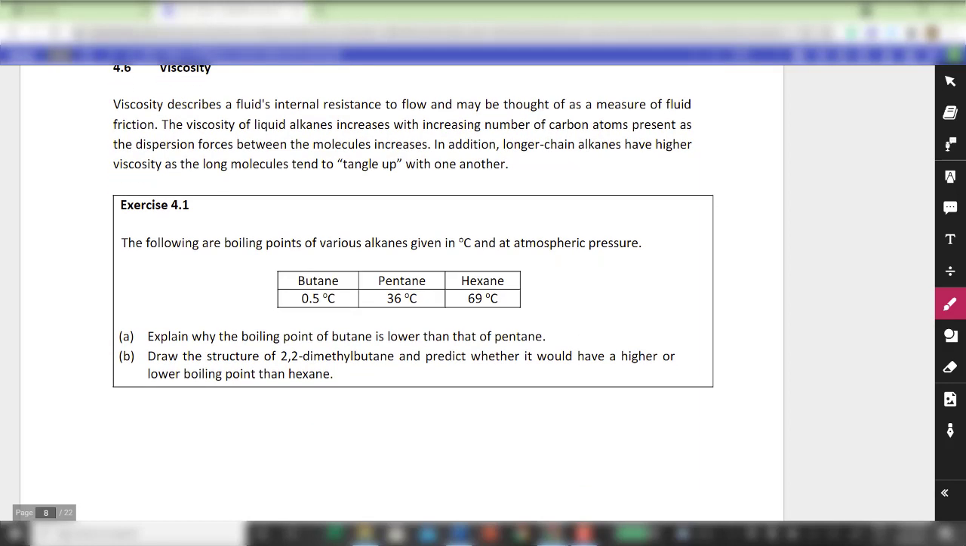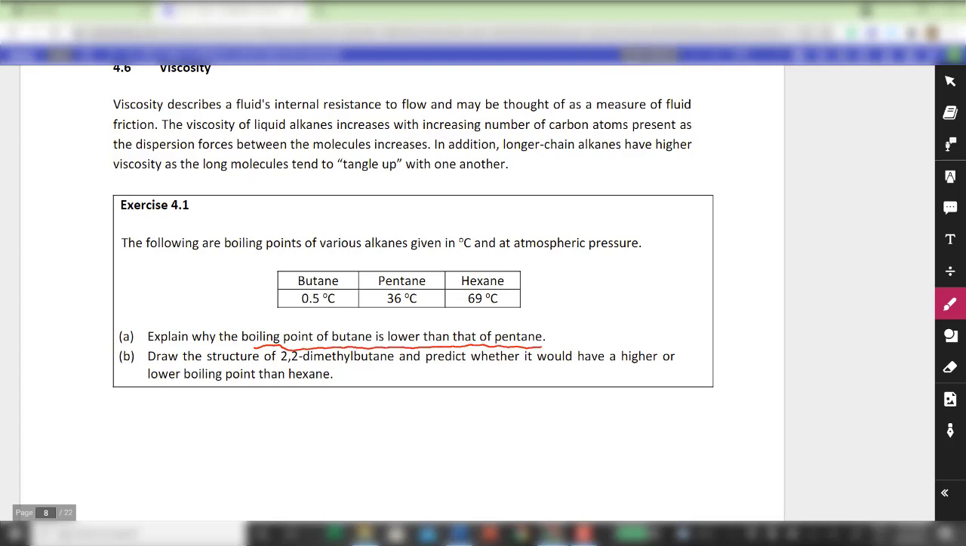And then the next part we have is exercise 4.1. Exercise 4.1 gives you the boiling point of various alkanes, from butane all the way to hexane. Over here they ask you to explain why the boiling point of butane is lower than that of pentane.